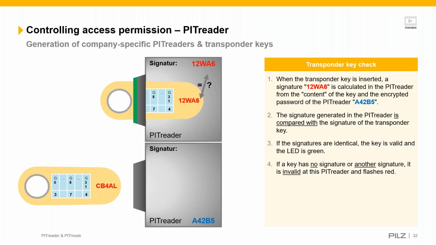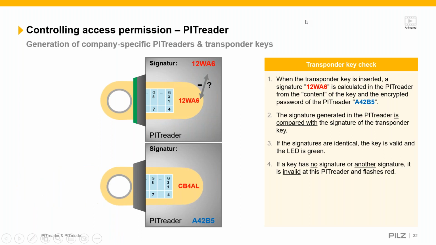If it isn't a valid key, so it's one that hasn't been taught in, and it's got another signature, you can see that it's invalid, and it will flash red.